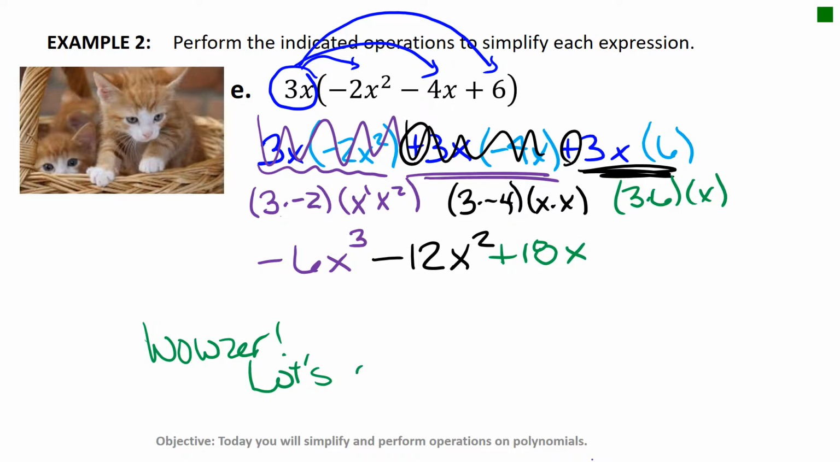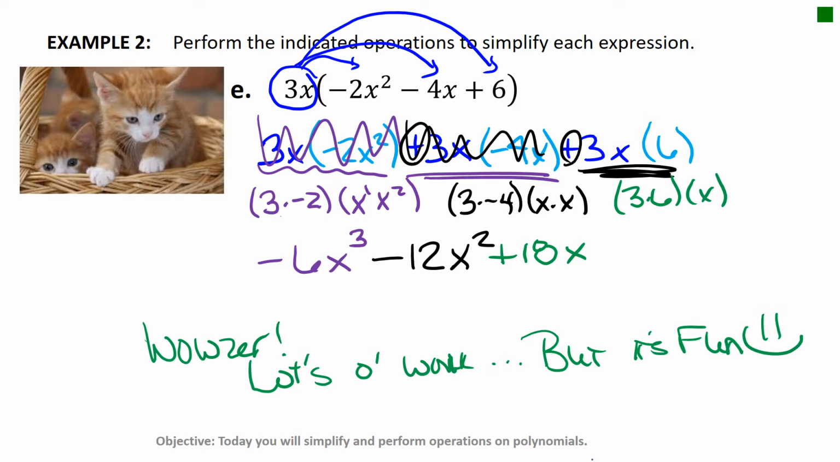Lots o' work. That's an R. That's a horrible R. But it's fun. Happy face. So I guess it's a secret phrase.